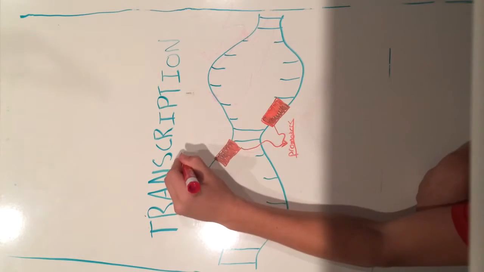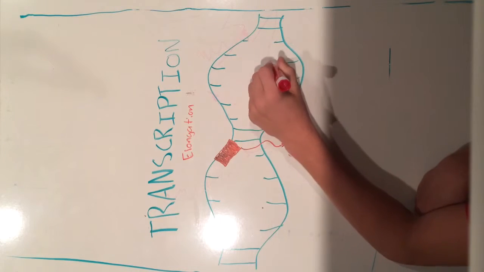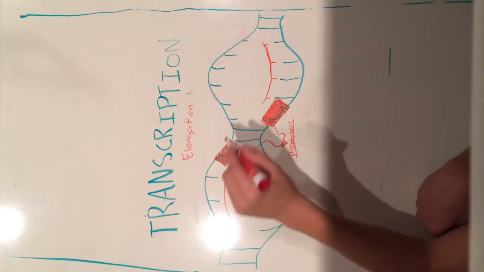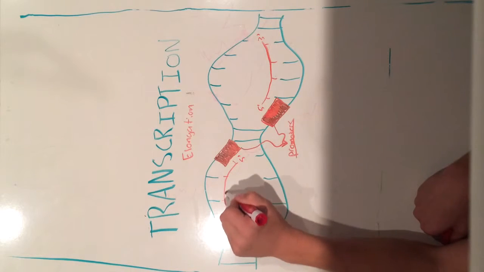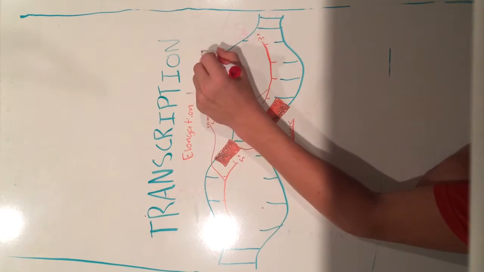The second step is elongation. Here, the RNA polymerase makes a complementary strand from the exposed DNA strands. The DNA strand that is getting copied is called the antisense strand.